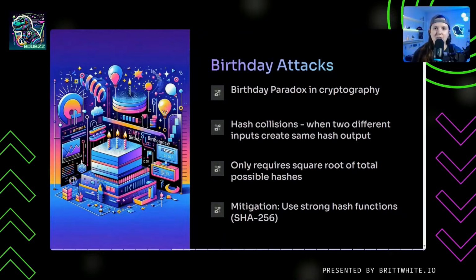Now here's why it matters. Finding collisions becomes way easier than brute force. You only need about the square root of the total possible hashes. For digital signatures, this is dangerous because an attacker could create a fake document with the same hash as a legitimate one. The fix here is to use cryptographically strong hash functions with large output sizes. There's a reason we stopped using MD5 and SHA-1. Birthday attacks broke them. Today's best practice is using modern hashes that resist these attacks, like SHA-256 or better.